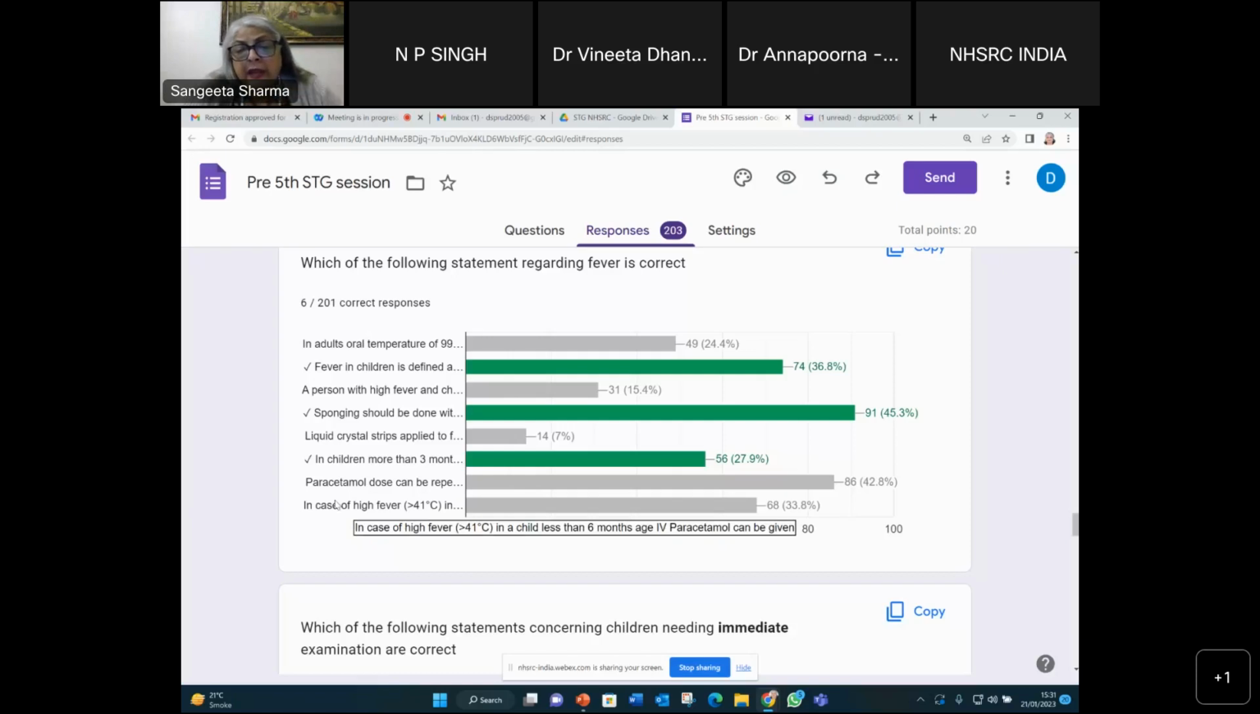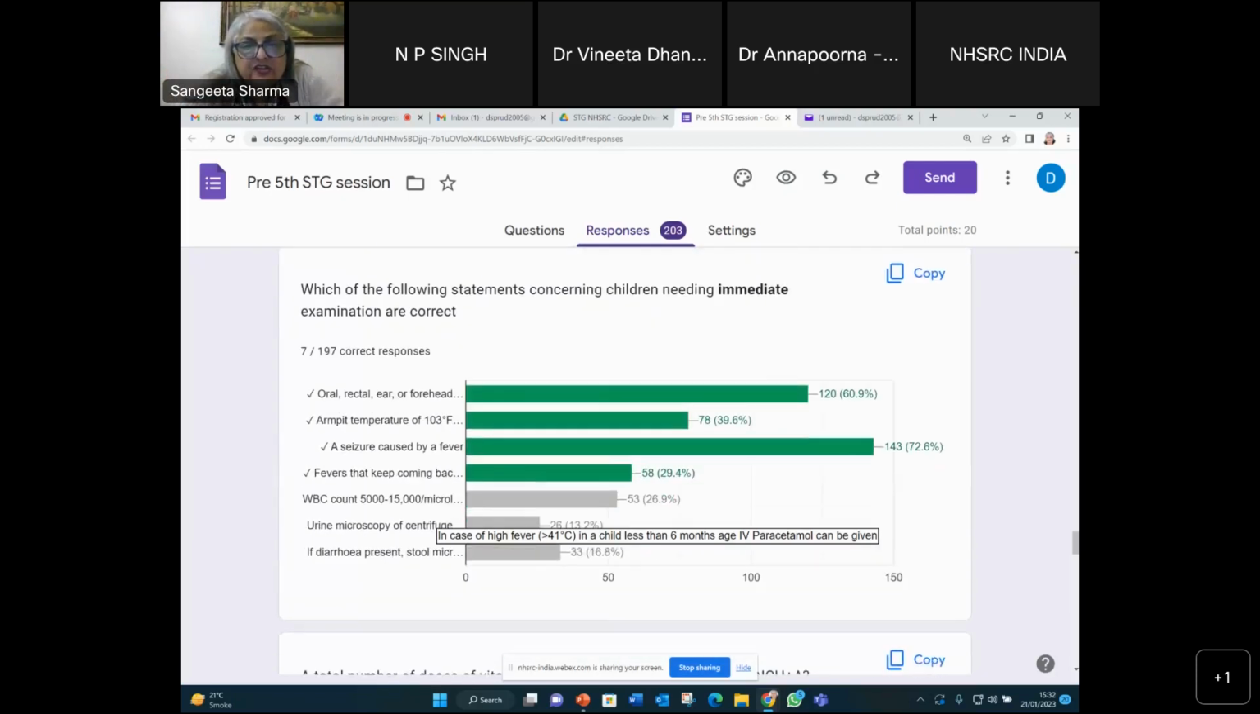Then, in case of high fever more than 41 in a child less than 6 months of age, IV paracetamol can be given. Again, one third of you have said this is incorrect. IV paracetamol is not recommended in children below 6 months of age, and I hope you will keep this in mind. Even if the body temperature is high and you want to bring it down, lukewarm water sponging is better. But IV paracetamol is not recommended for this age group.